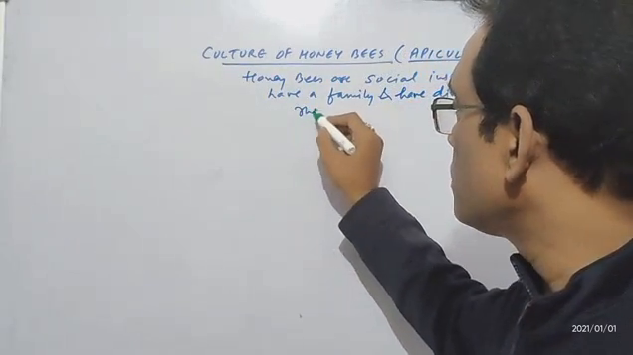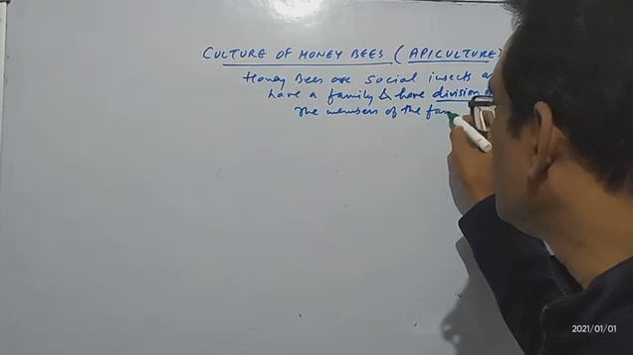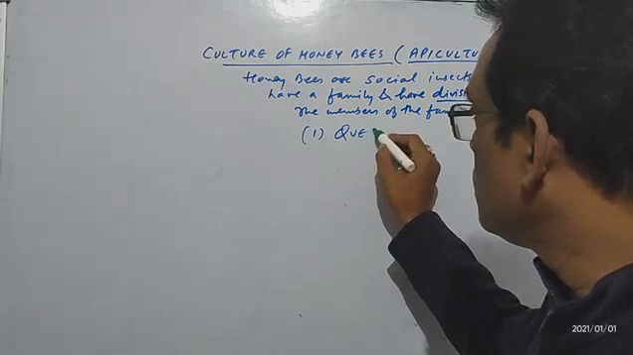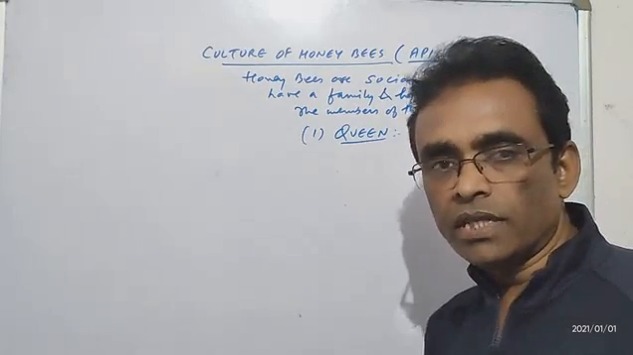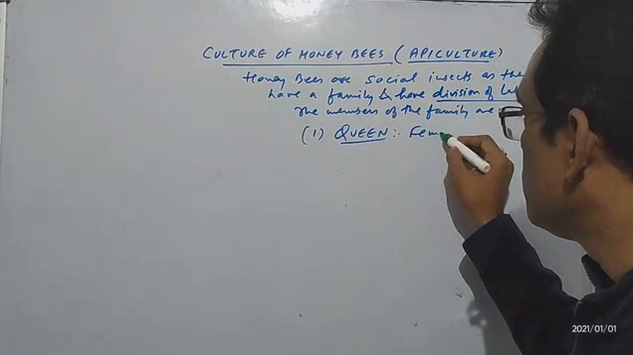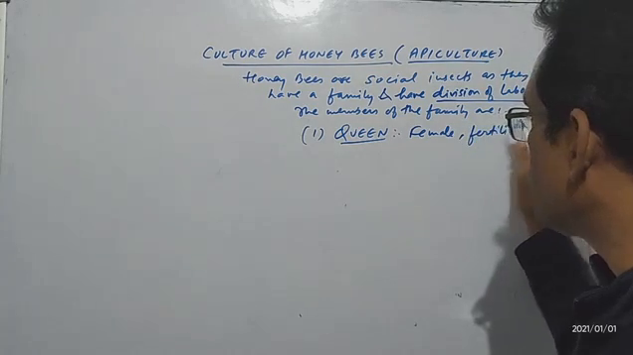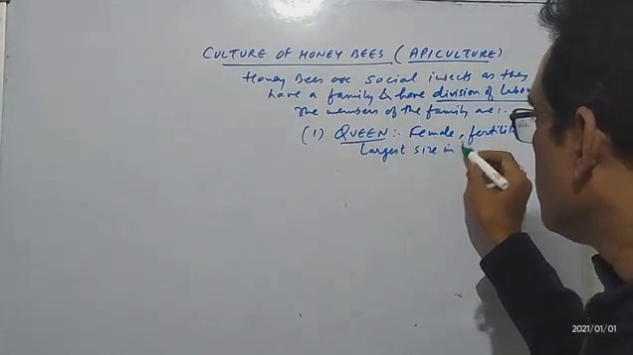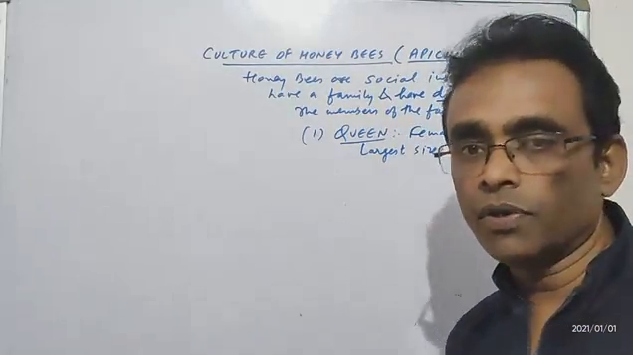The members of the family are: number one, queen. A female is designated this post of being queen. It is the female which is fertile, capable of laying eggs, and the largest size in the family. Very large size this female has.